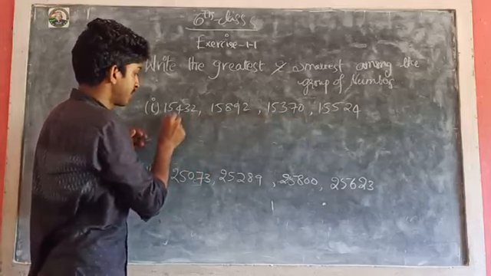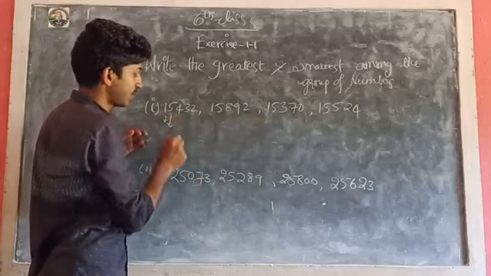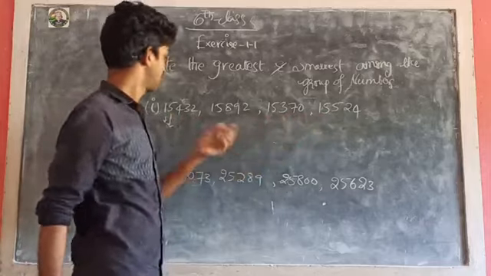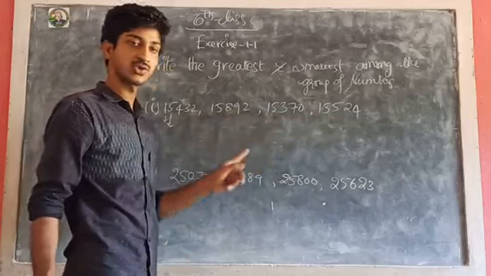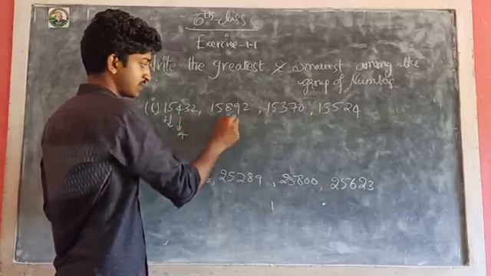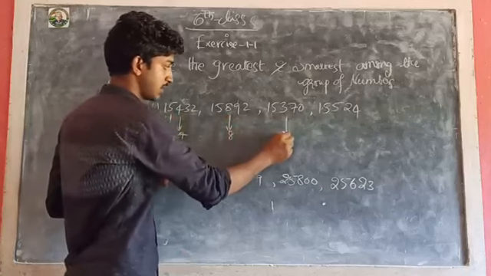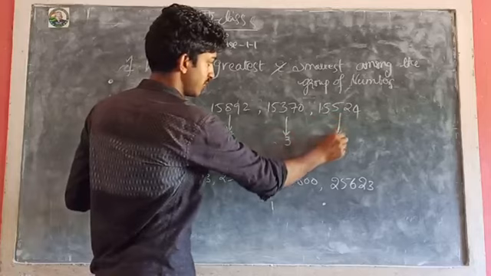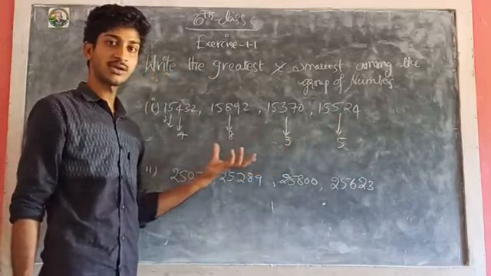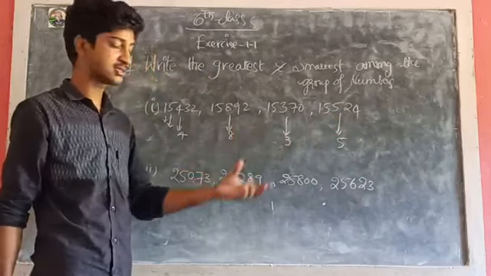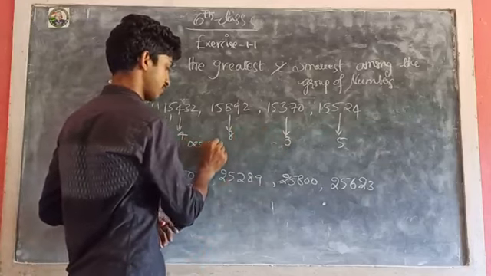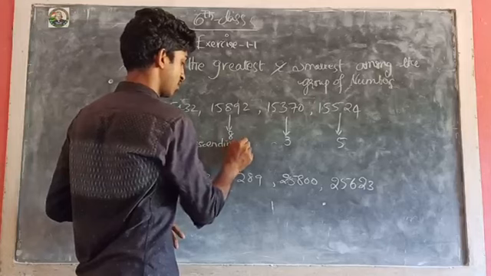Now in the thousands place, the digit is the same in all the numbers in this series: 5 here, 5 here, 5 here, 5 here. So go to the next digit: here 4, here 8, here 3, here 5. Now arrange the series in ascending order or descending order. I am arranging this series in descending order.